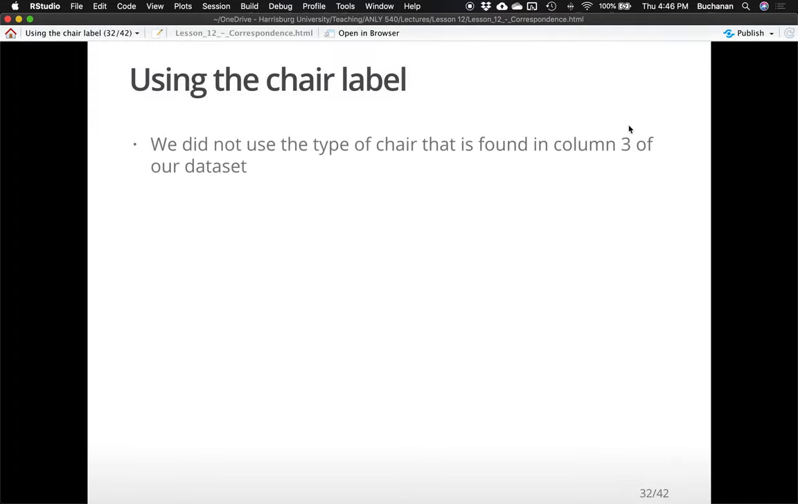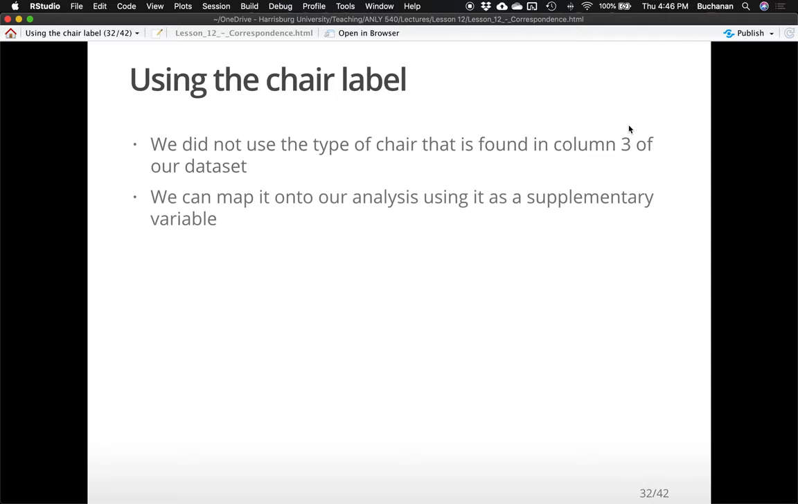So now what I can do to kind of augment that previous analysis is I can add the label of the type of chair that we would have given it and see where these two things fall. Okay. So we can map that onto our analysis as a supplementary variable. So this allows us to look at the labels that people are giving it, how does that map on all these features that we see?